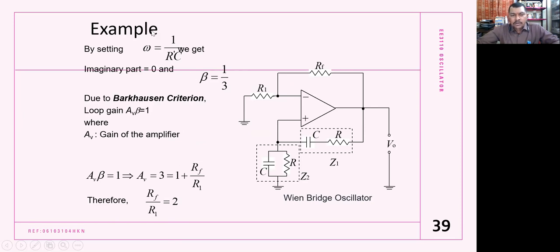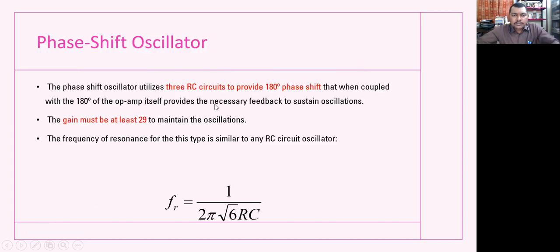Now this is the derivation portion of it, and this is how the actual Wein bridge oscillator circuit was. I guess you have understood the circuit. This is the actual circuit which is going to provide you with the oscillations. Right, let us begin with this.